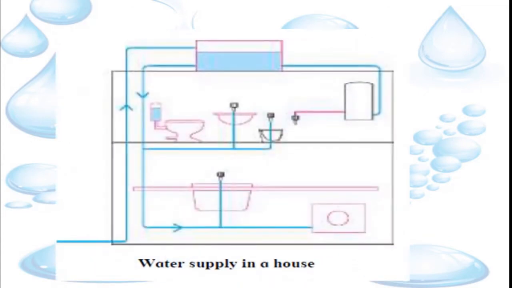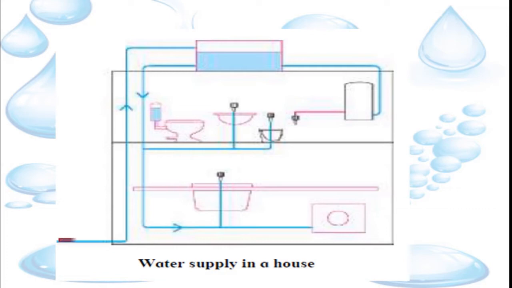Now dear students, this is our house plan. Here we will go through how water is supplied in a house. We need water in the kitchen, in the toilets, in the bathroom, in the sink at the same time. Correct? Now we will see how the water flows.